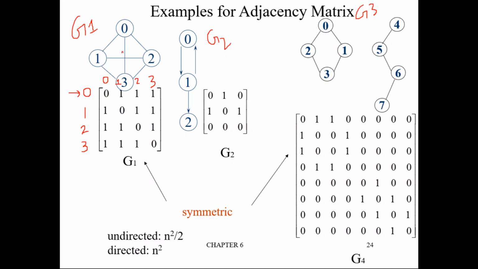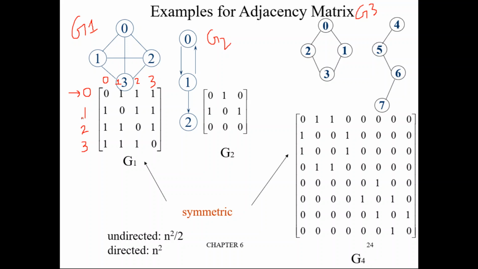From node 0 to node 1, you have to map each row with each column. From node 0 to node 1, is there a link? Yes, so put a 1. From node 0 to node 2, is there a link? Yes, so put a 1. From node 0 to node 3, is there a link? Yes, so put a 1.